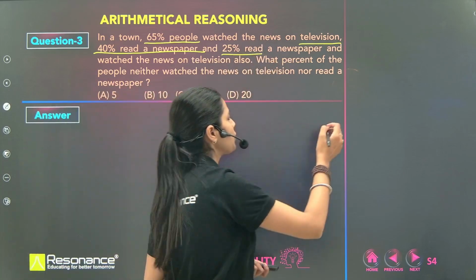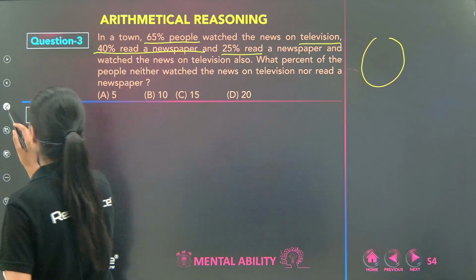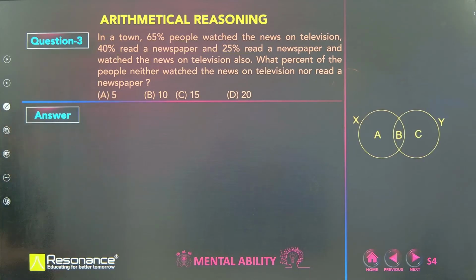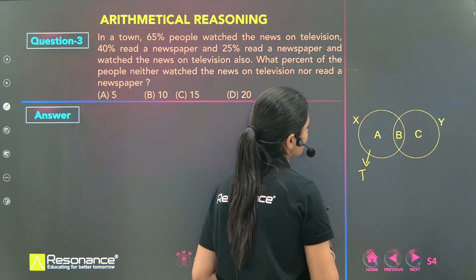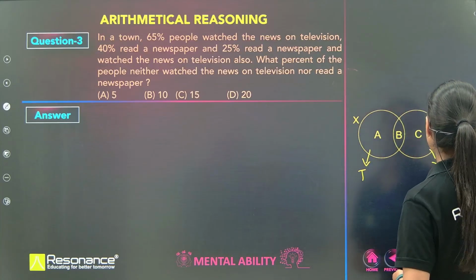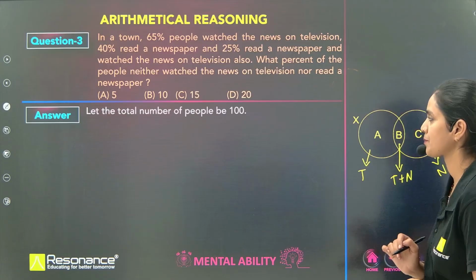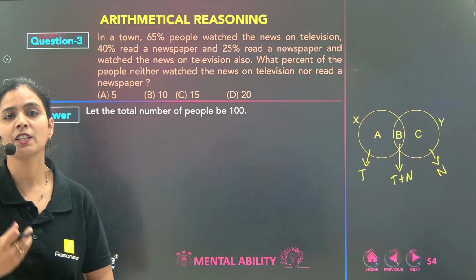If we draw the Venn diagram something like this, I already have a diagram, so let's erase the ink. Now, can you see? X is giving us the television, and this other circle is giving us the newspaper, so this overlap is television plus newspaper. Now you can see everything is given in percentages.